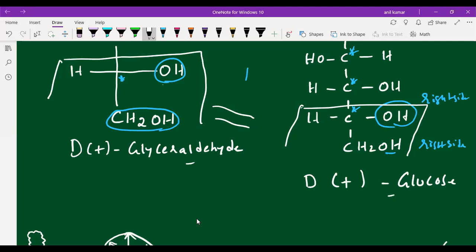Like this, we have to assign the configuration, students, D configuration as well as L configuration. How do we assign? We have to see the position of the OH group of the last asymmetric carbon, how that OH group is present to the CH2OH. If the OH of the last asymmetric carbon is right side to the CH2OH group, which is present at the bottom, we call it D configuration. Suppose the last asymmetric carbon OH group is left side to the bottom CH2OH group, then we have to assign L configuration. I hope you understood, students.